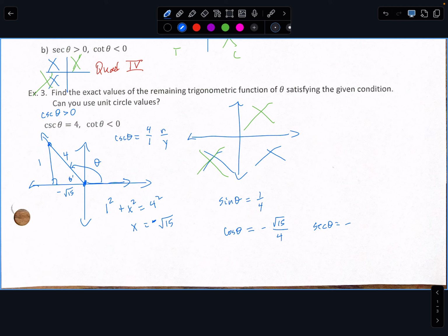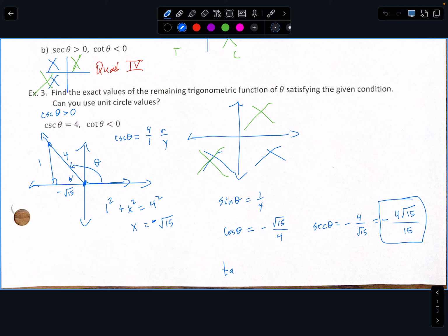It's x over r. And its reciprocal is secant. So it will be negative. It's 4 over root 15, but we never leave it like that. You always rationalize the denominator. I really want to make sure that your negative sign is not mixed up with your equals or your fraction bar, that it's very clear that it's there, because I won't accept it if it's not clear.